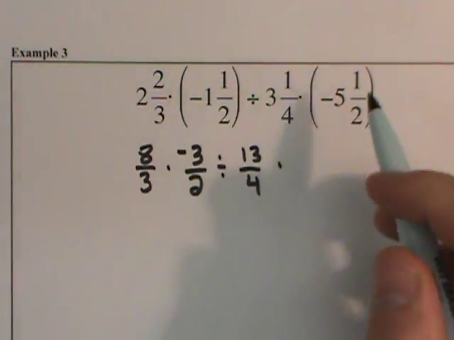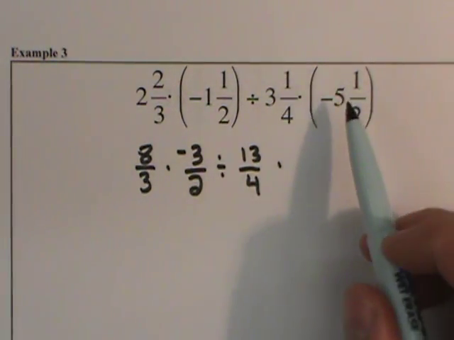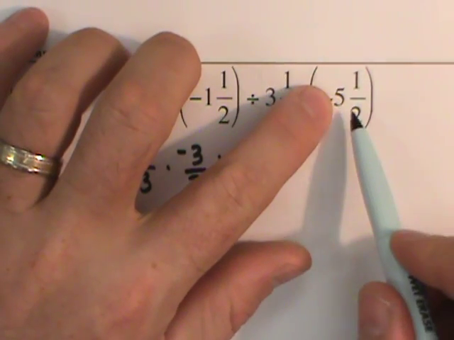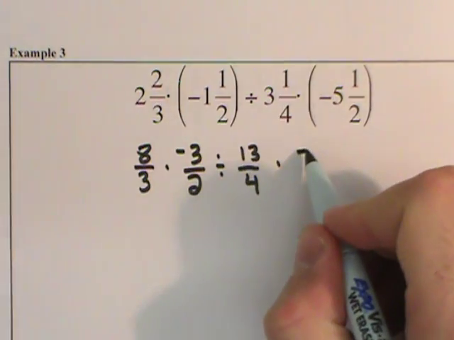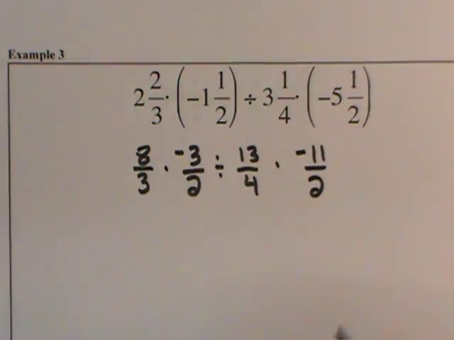And finally, another negative mixed number. I ignore the negative. 2 times 5 is 10. 10 plus 1 is 11. So it would be negative 11/2.